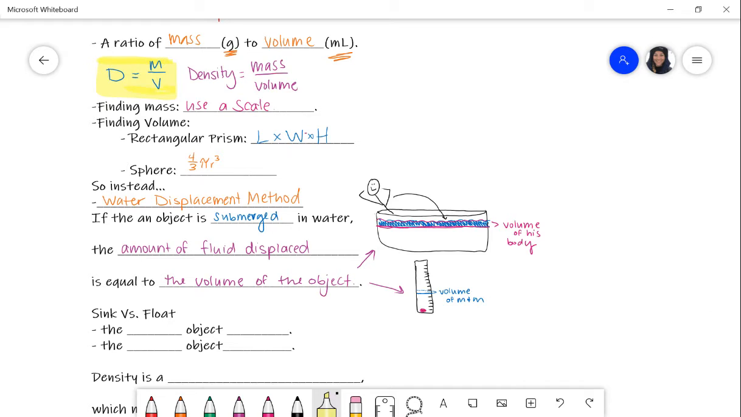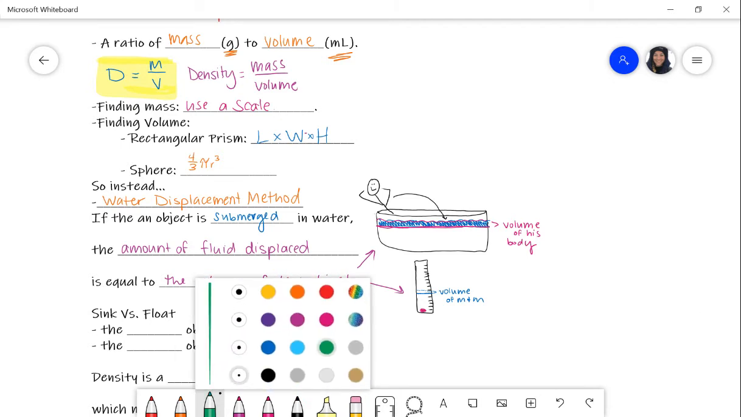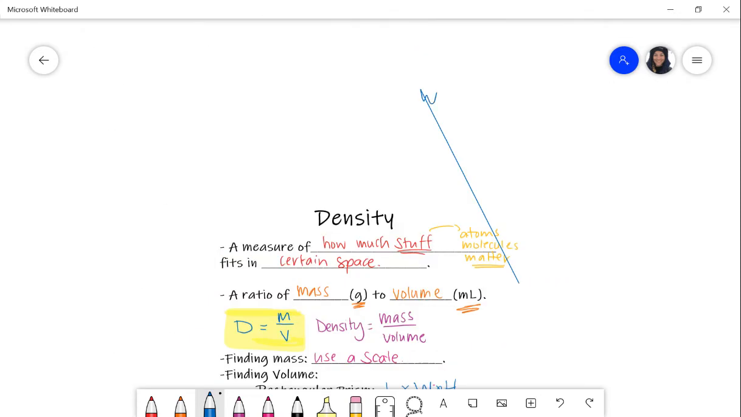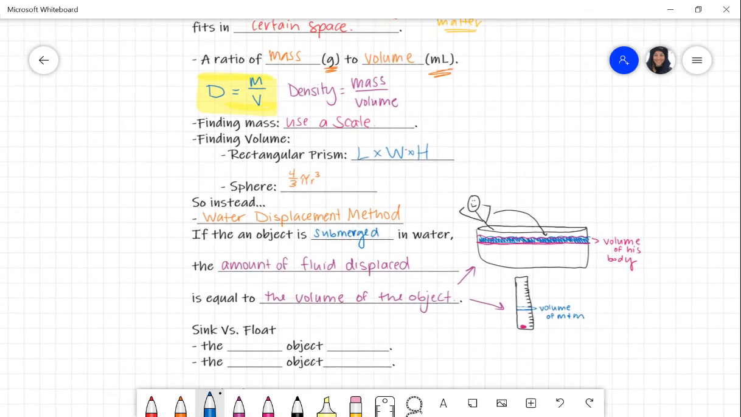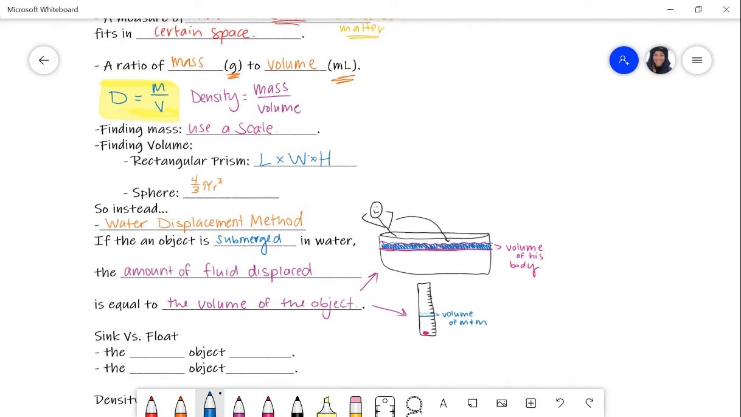So once we've done that, we'll have a mass using a scale and a volume that we've gathered from how much water was displaced. We're going to do mass divided by volume, and we're going to come up with a certain number. So let's try that, for instance, with water. We'll just use a graduated cylinder to measure the volume of the water. Let's draw ourselves an example here and practice finding volume.